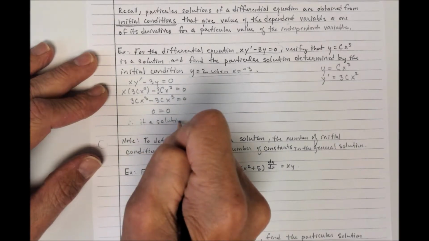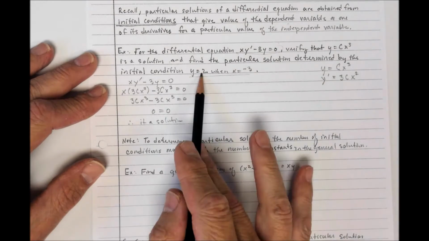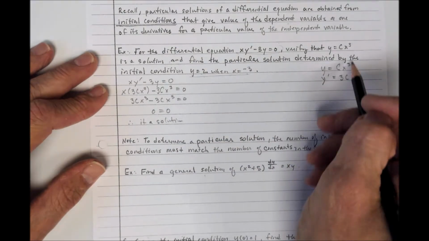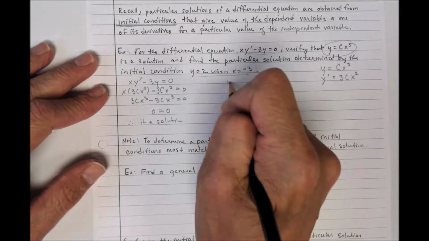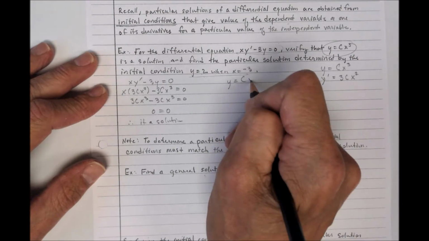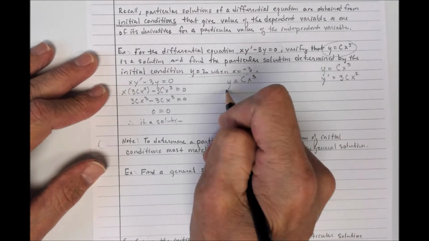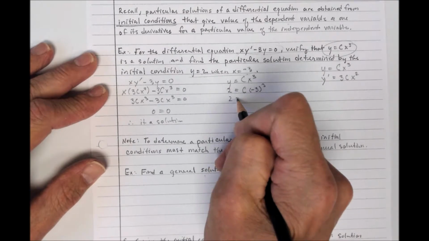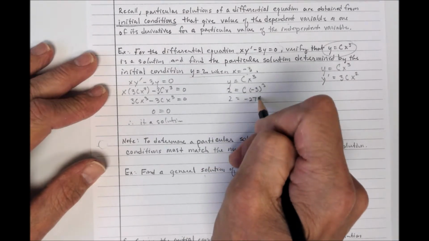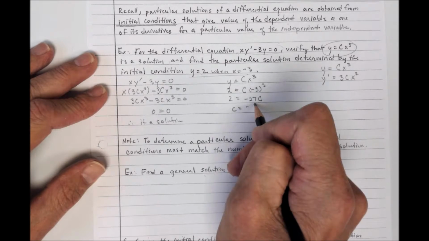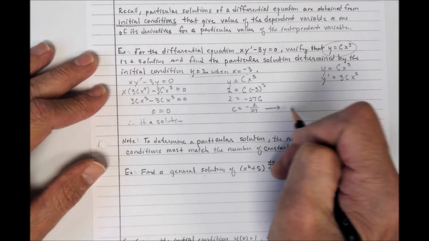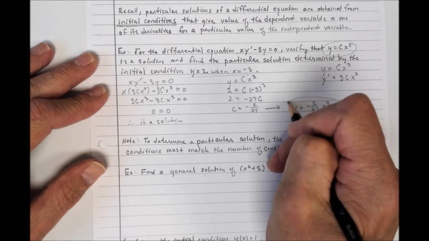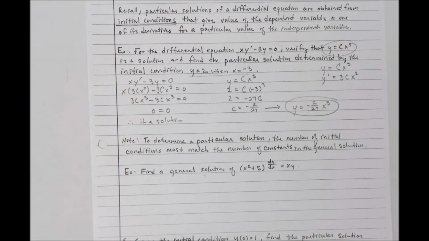Now, to find the particular solution, all I'm going to do is substitute these values in, find my value of c, back into this right here. So I have y equals cx to the third, so it would give me 2 equals c times negative 3 to the third. 2 equals negative 27c. c is equal to negative 2/27. So that gives me y equals negative 2/27 x to the third. That is my particular solution.